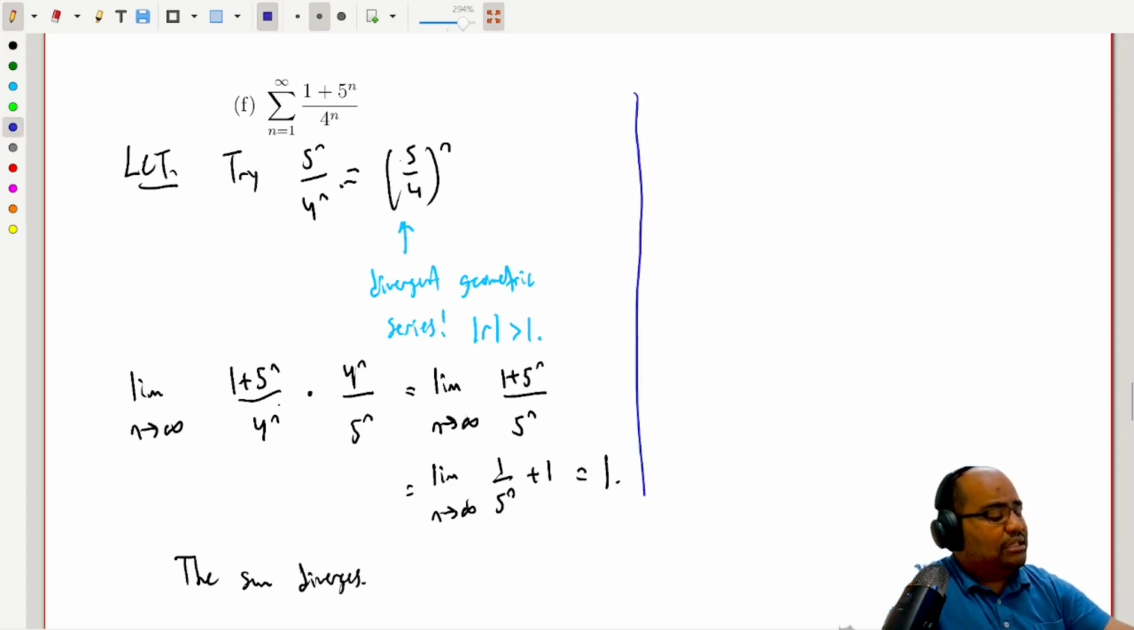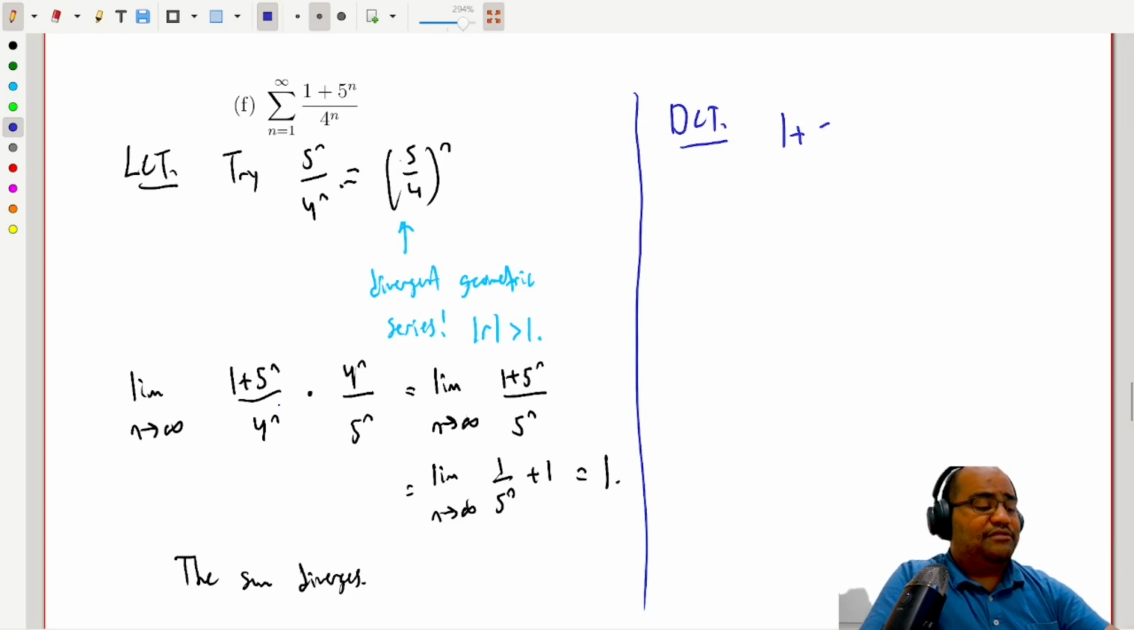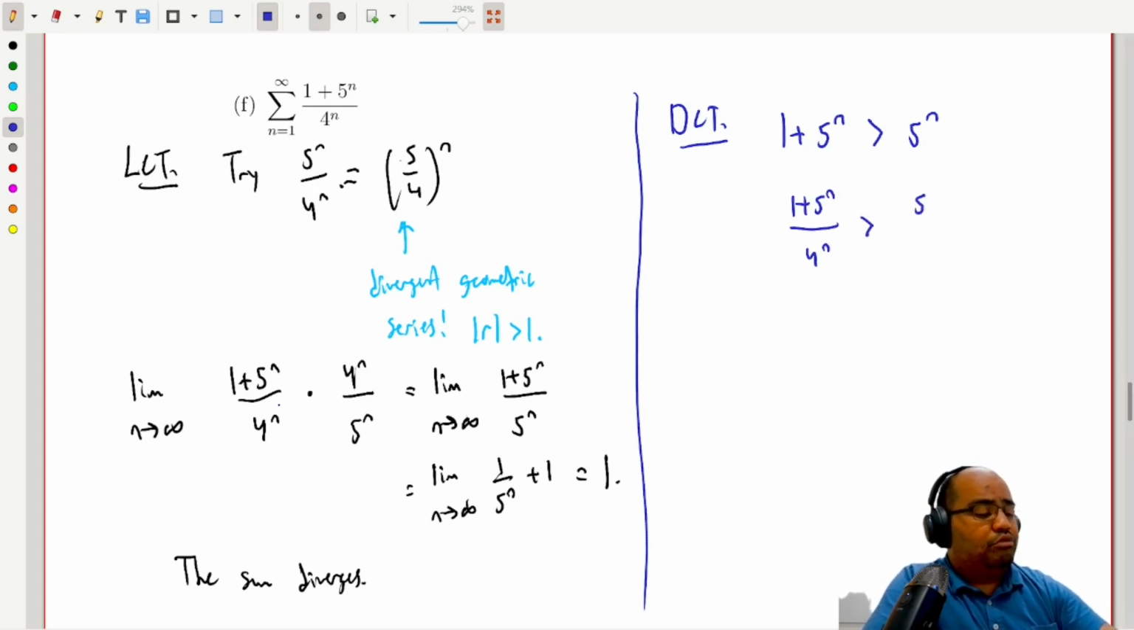And we can even see this a little more clearly with the direct comparison test, actually. In fact, through the DCT, you can even get a more straightforward argument here. If you just look at the numerator, 1 plus 5 to the n, well, if I drop the 1, I make the whole thing smaller. That's smaller than 5 to the n. Now divide by 4 to the n, which is certainly going to be a positive number for positive n. So 1 plus 5 to the n over 4 to the n is greater than or equal to 5 to the n over 4 to the n.